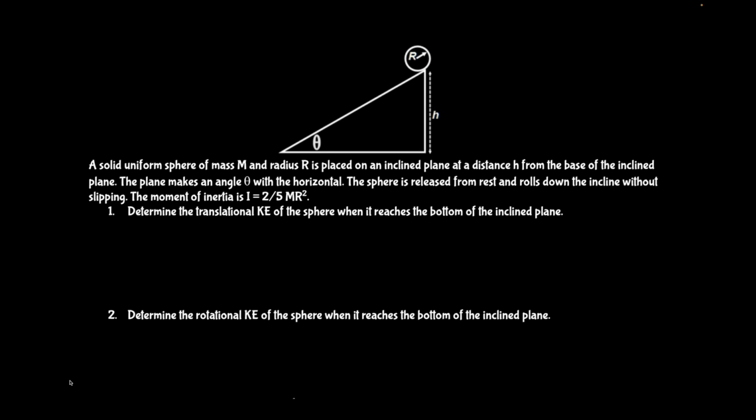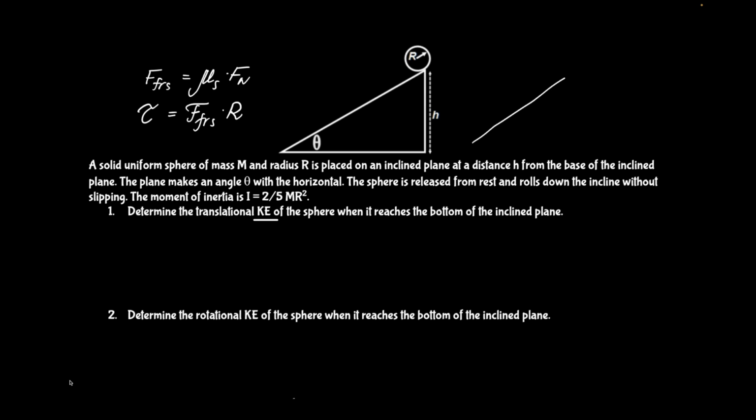One other thing to remember is that force of friction, static in this case, is the one that produces torque. It still equals mu static times normal, but on top of that now we're going to say that the torque is produced by that specific force, so force of friction static times radius. First question, determine the translational kinetic energy of the sphere.